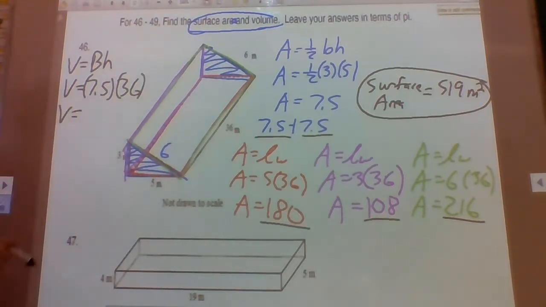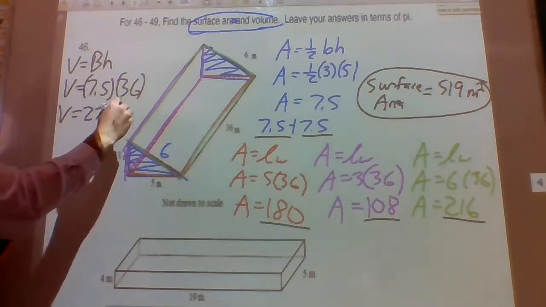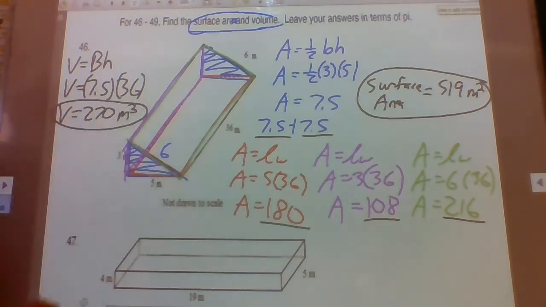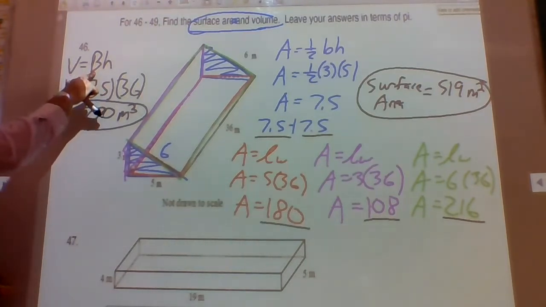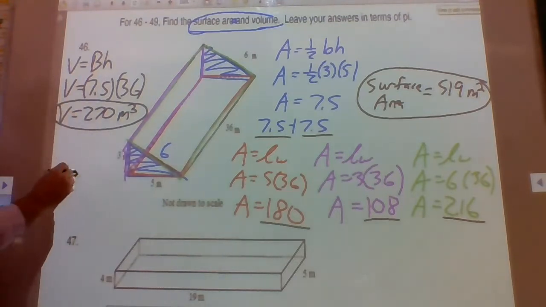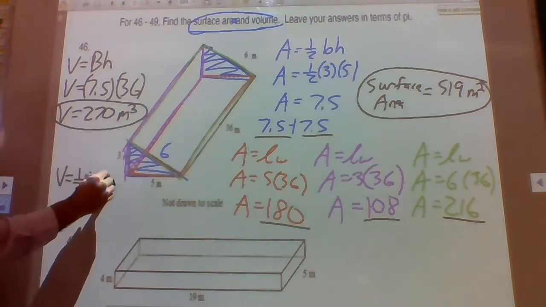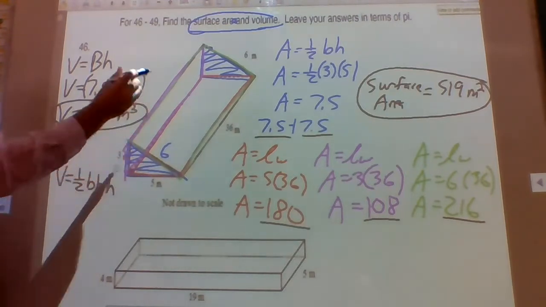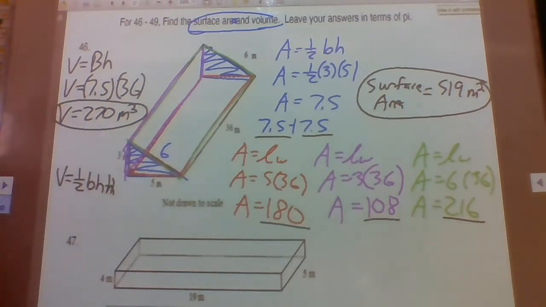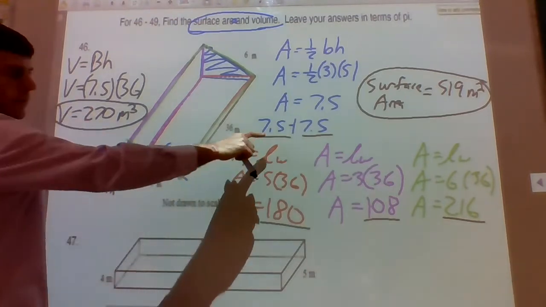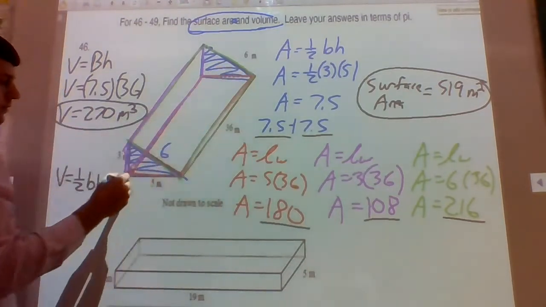So volume is 7.5 times 36, which is going to be 270 meters cubed. Meter cubed because it's three-dimensional. Again, if we didn't know the base area already, we know the base of a triangular prism is a triangle, so we could have done 1/2 base of the triangle times the height of the prism. So that might get a little confusing though. So just find the area of the base times the height.